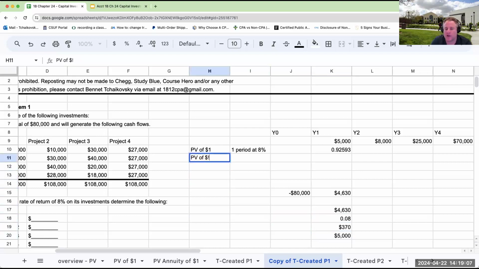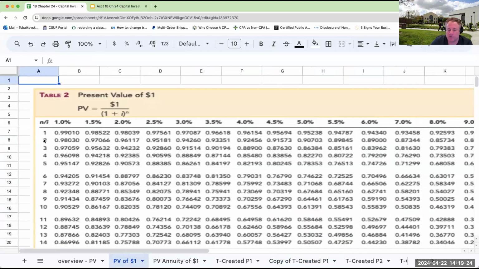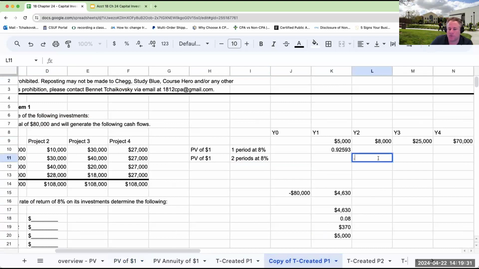Present value of a dollar, because it's a single lump sum and the amounts are different. We cannot use the other table. This is being paid 2 years from now. So this is going to be 2 periods at 8%. So if I come over here to the present value of a dollar, 2 periods at 8%, this is going to be 0.85734. I multiply this by the 8,000, and I'm going to get 6,859.